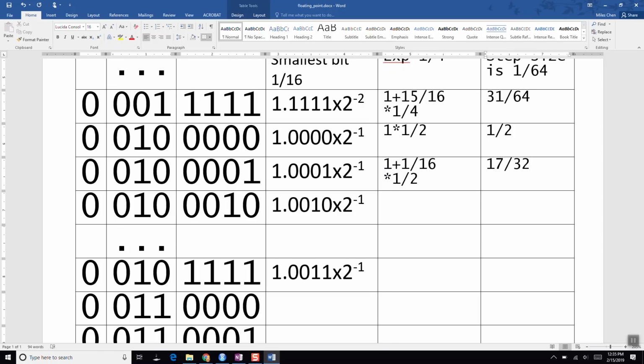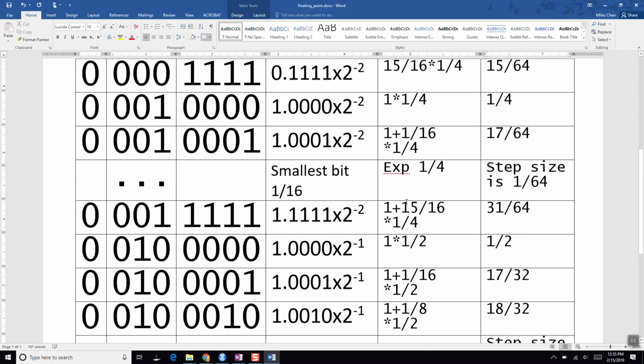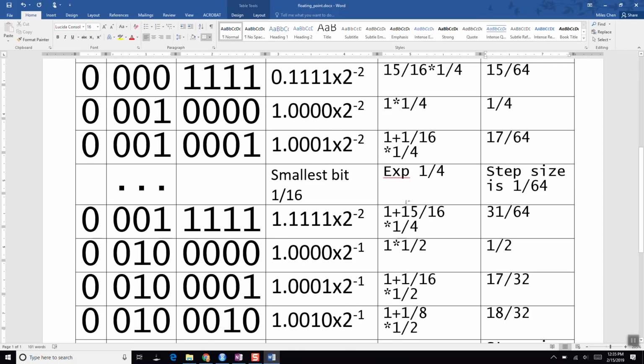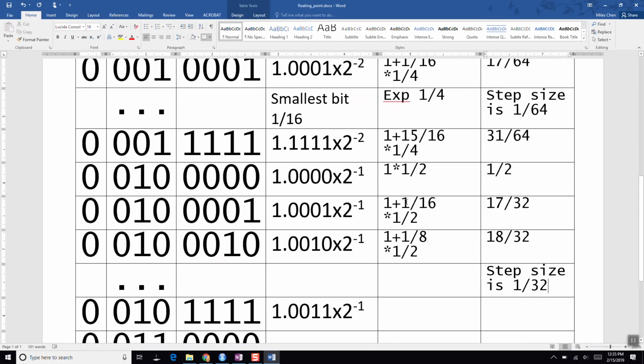1730 seconds. Okay, and what is the next thing I'm going to have? 1 plus 1/8 times 1/2, and we're at 1830 seconds. Okay, so our step size here is 1/32.